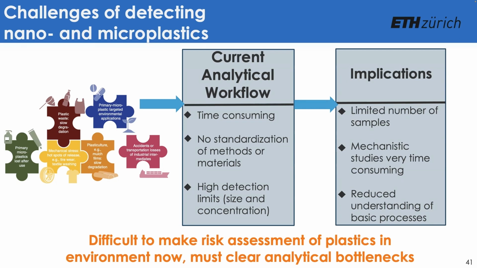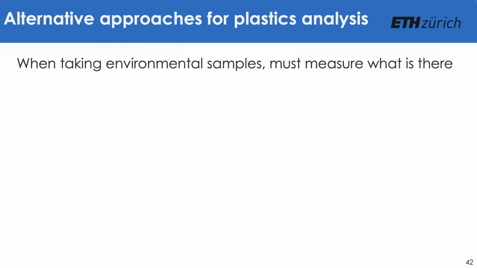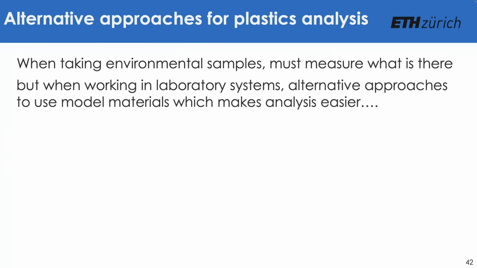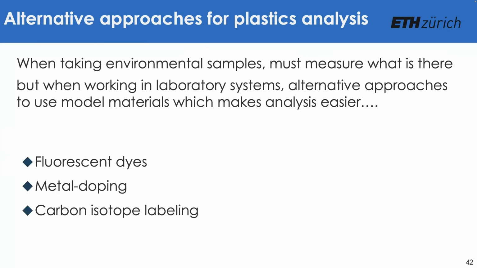There may be, though, an alternative approach to measure microplastics, especially when we're working in only a lab-based context. When we're working in the environment, we have to take the environmental sample and measure what's there. There's basically no way around that. But when we're working in a laboratory system, we can develop alternative approaches that use model materials, which can make the analysis easier. There are a few types of these alternative methods where we try to dope the microplastics with a certain dopant to be able to measure things more easily.